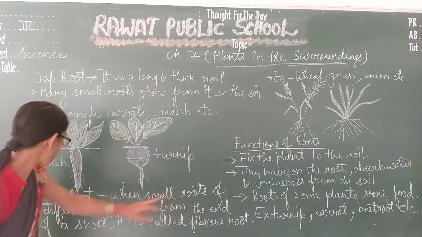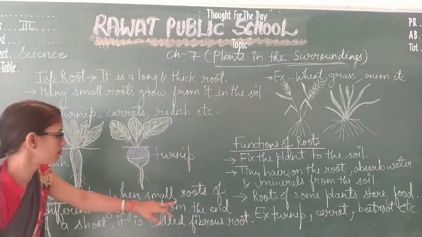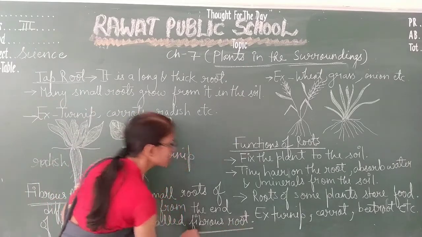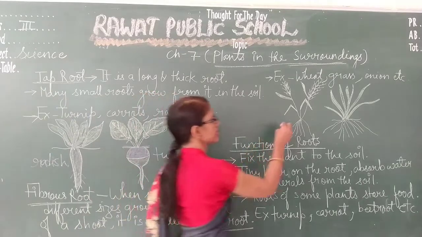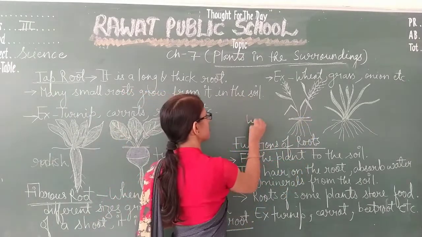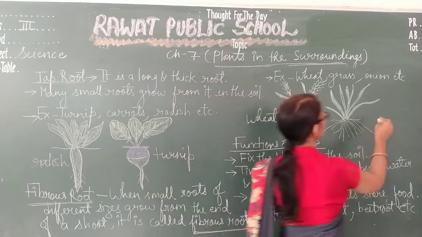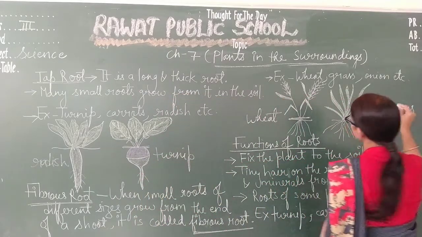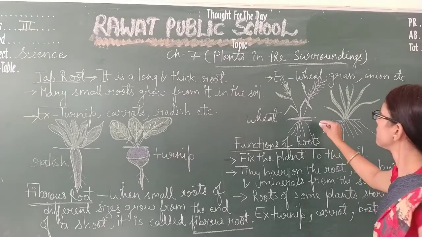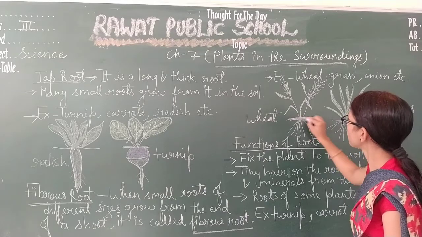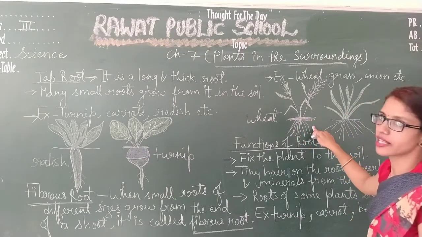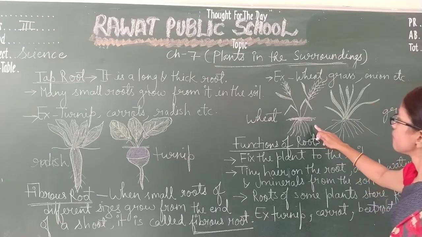When small roots of different sizes grow from the end of a shoot, it is called fibrous roots. You can see this is a diagram of a wheat plant, and this is a diagram of grass. Here you can see this is the shoot part and this is the root part. So from the base of the shoot, several roots of different sizes are arising, and this is known as fibrous roots.